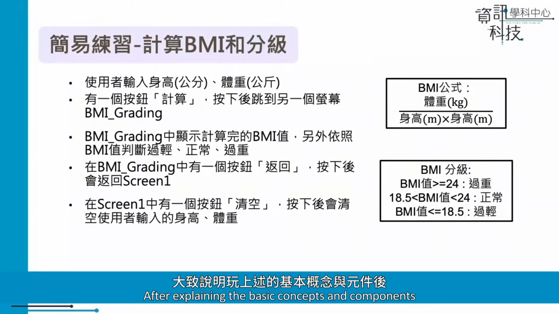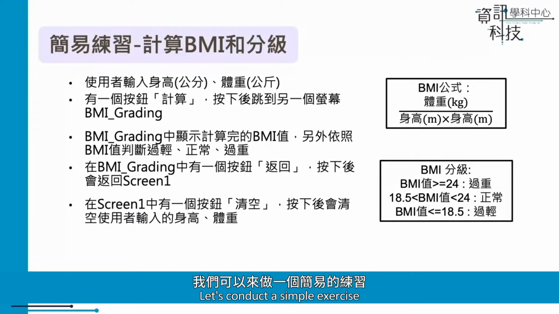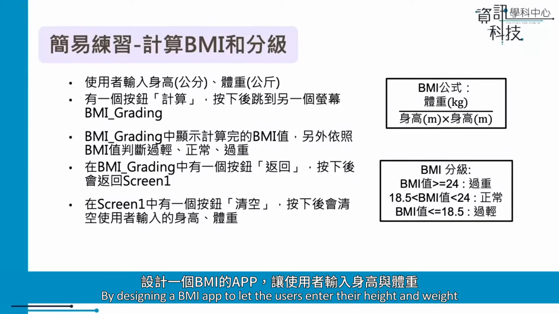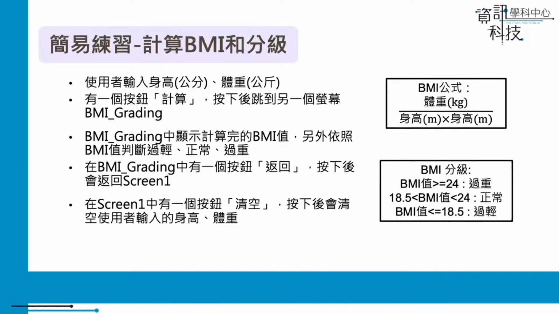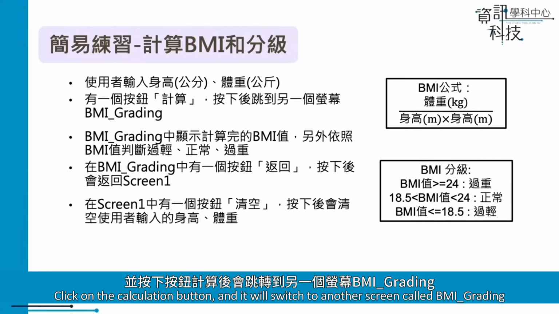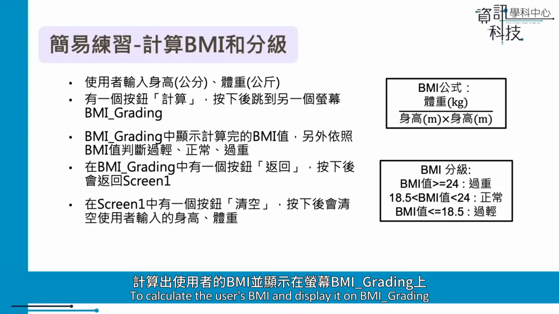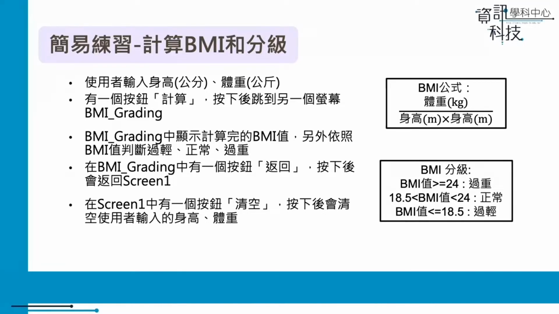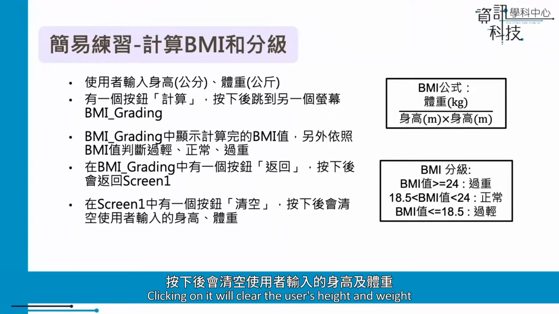After explaining the basic concepts and components, let's conduct a simple exercise. By designing a Bmi app to let the users enter their height and weight. Click on the Calculation button, and it will switch to another screen called Bmi Grading to calculate the user's BMI and display it on Bmi Grading. Click on Return to switch back to the original screen. There is a clear button on the original screen. Clicking on it will clear the user's height and weight.